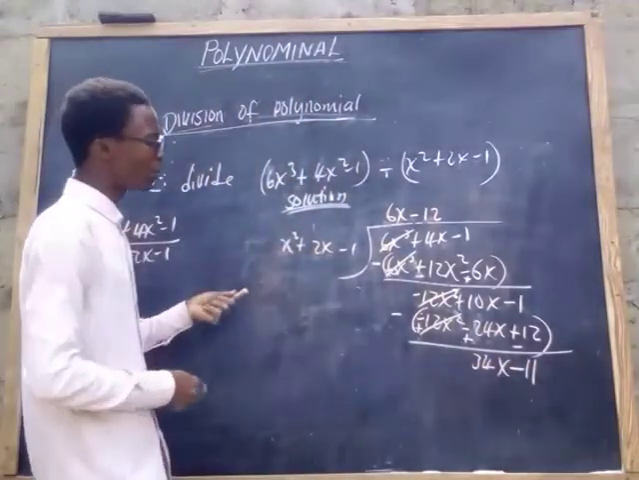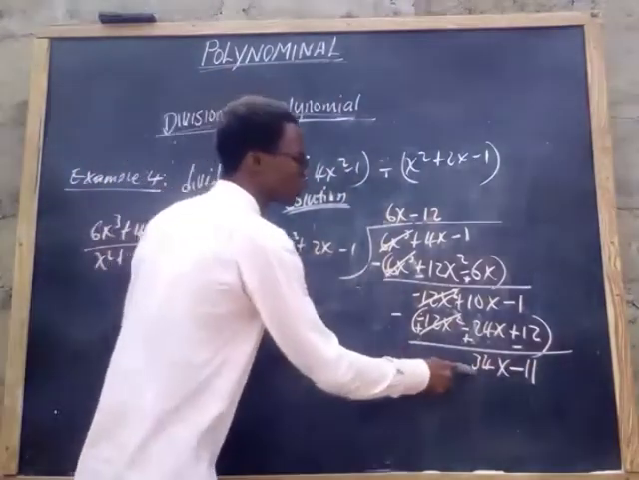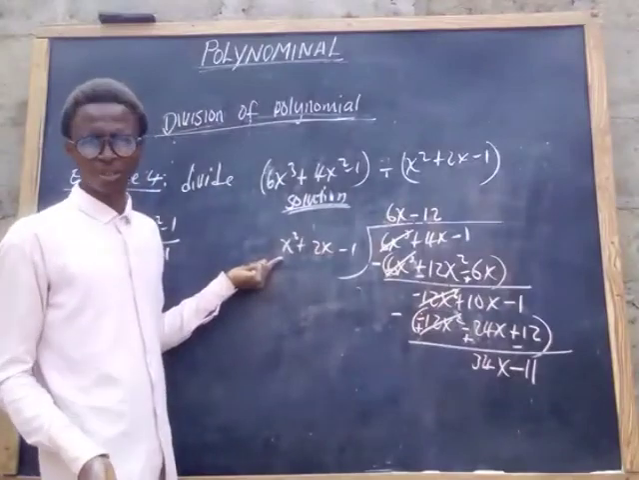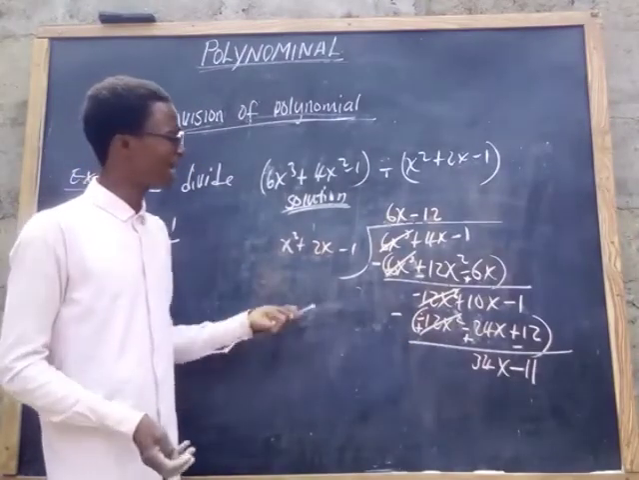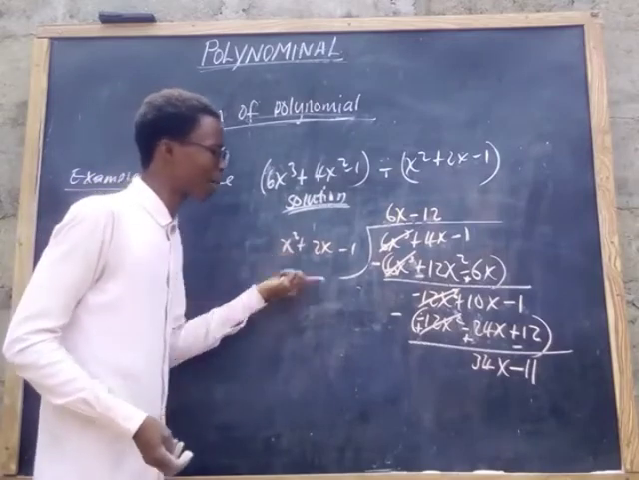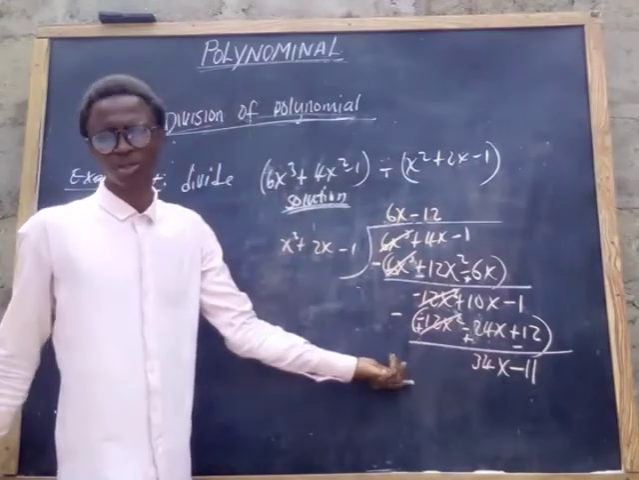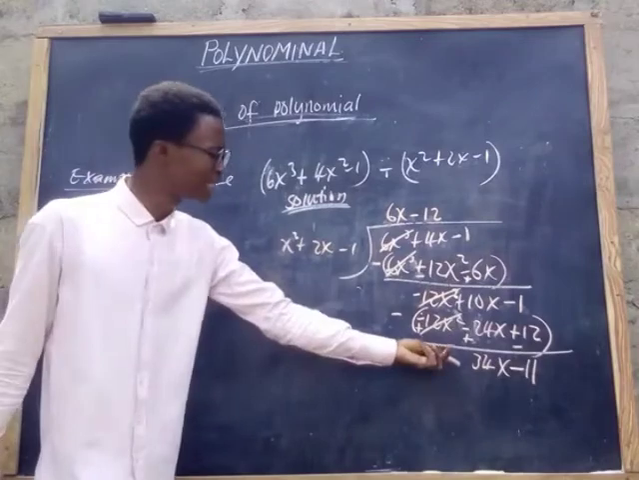Good. So now you go again. X square into 34x. We cannot. So x square cannot go into x, in fact. So anytime the first term x square cannot go into this first term, you cannot. So that's where your answer is. So this is the remainder.